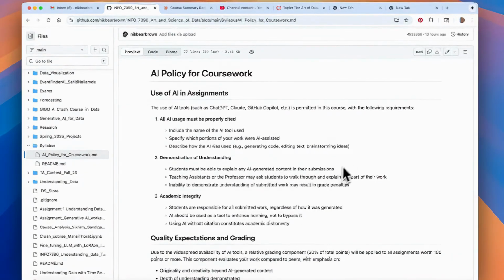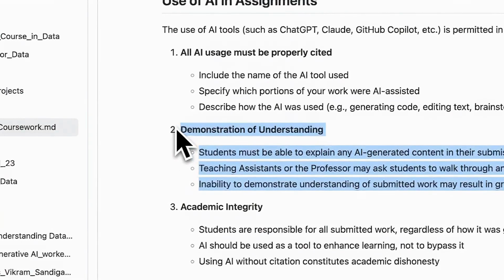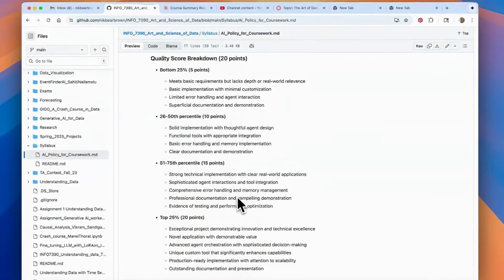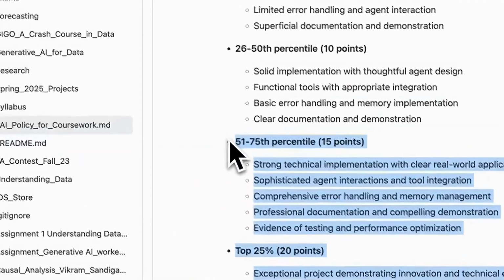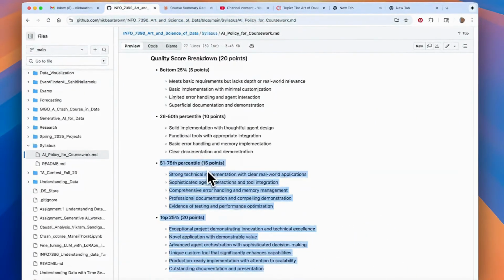So to review, AI is okay, but you've got to, one, demonstrate that you understand it to a human being, i.e. a TA or me, and two, everybody can use AI, which means the quality of work has improved for everyone. So for you to get an A or A minus in the course, you need to be basically in the top half of the course in terms of the quality of the work. Okay, that's it.